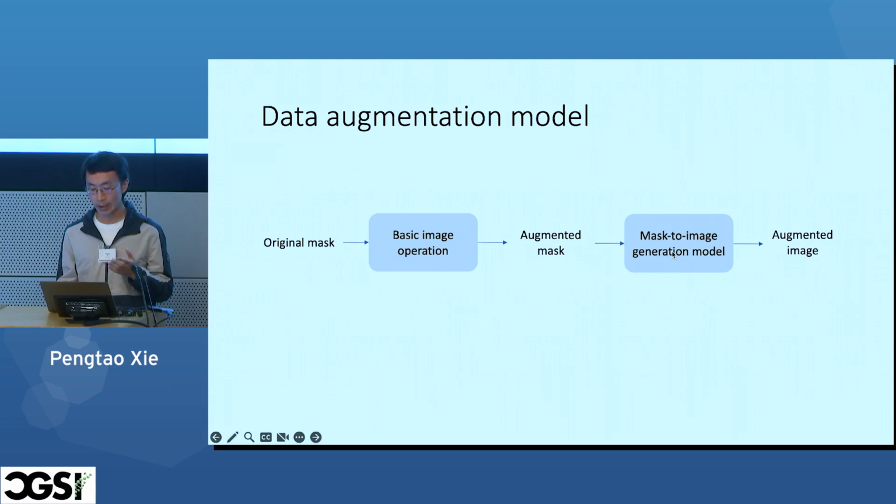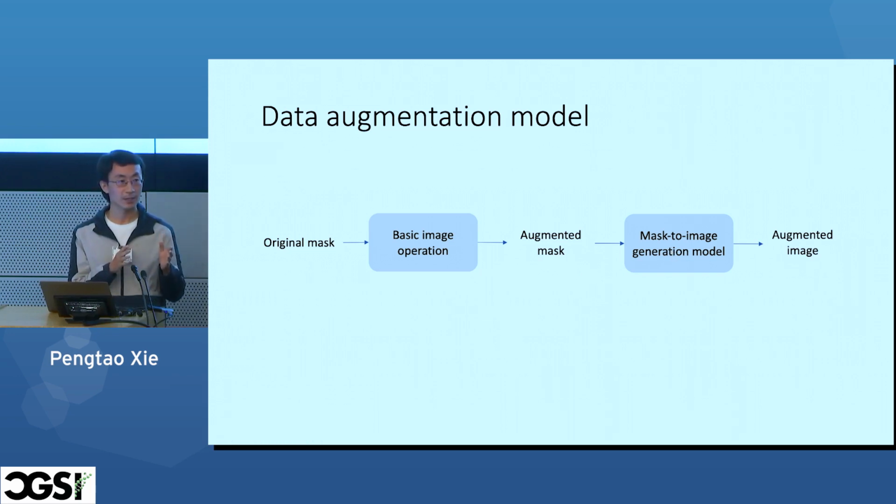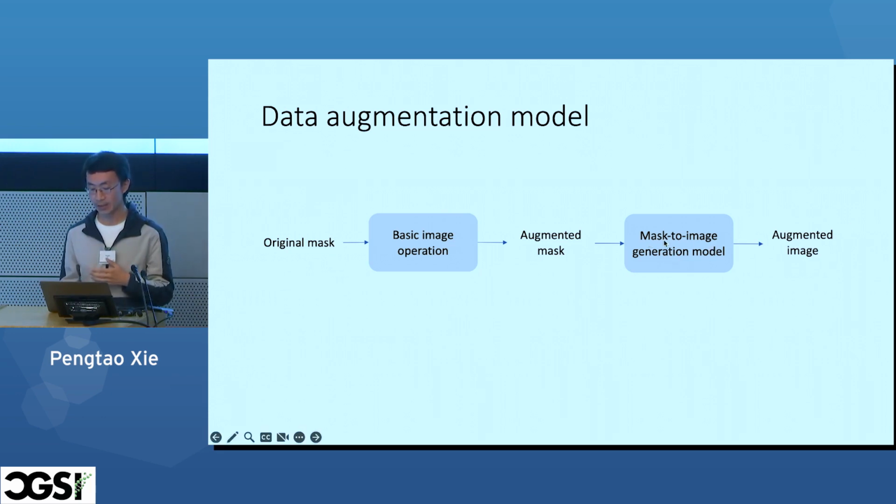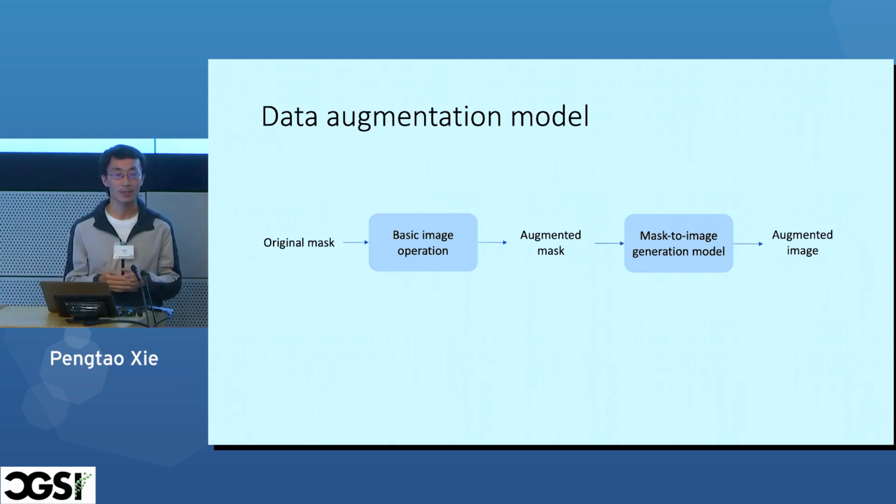And then we train a deep generative model, which takes a segmentation mask as input and generates an input image. So this is a mask to image generation model. The input is an augmented mask, and the output is an augmented image. So after this step, we basically get a pair, where the input is an augmented image, the output is an augmented mask. And we can repeat this process as many times as you want and get a large augmented data set.